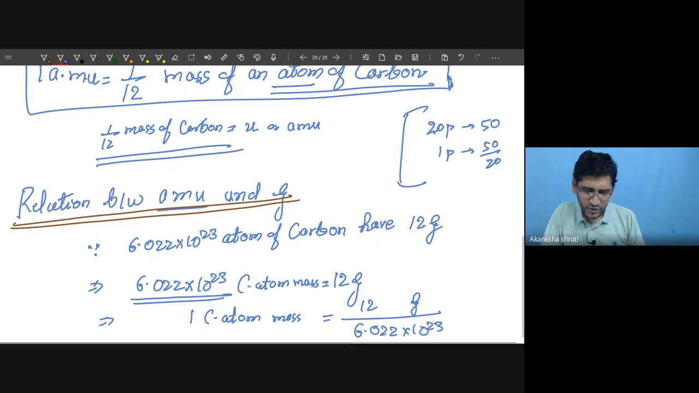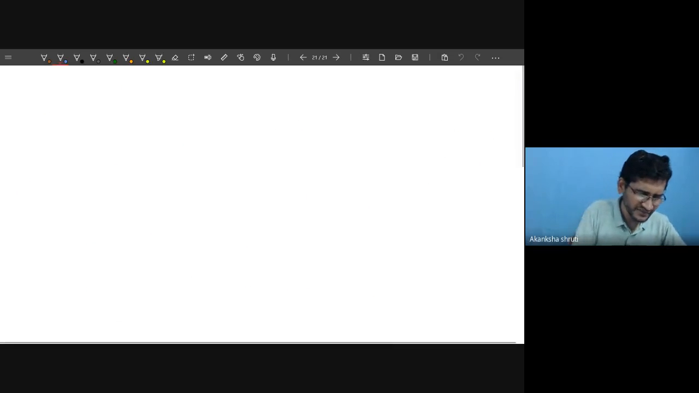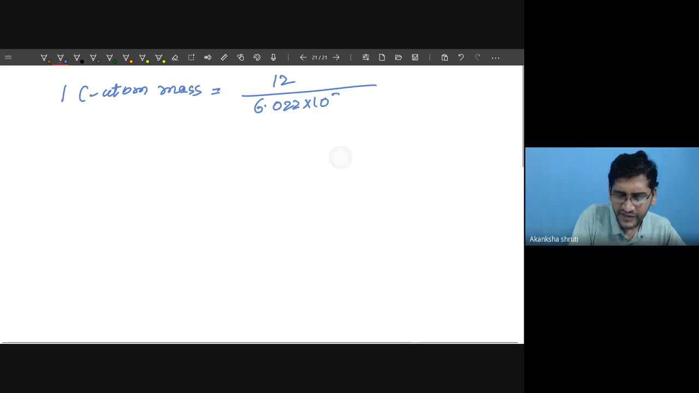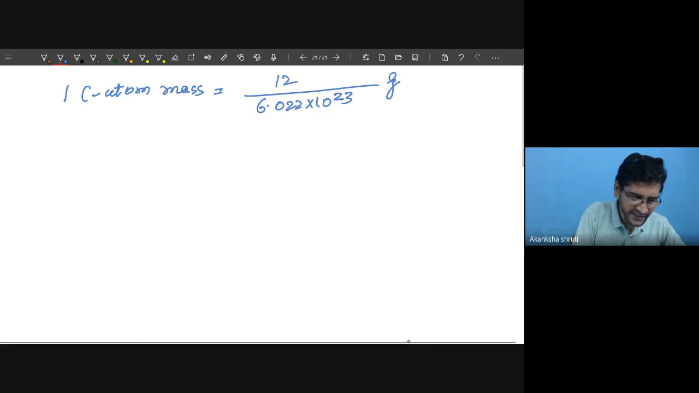Say 6.022 into 10 to the power 23 carbon atoms is 12 gram. So one carbon atom will be how many grams? 12 divided by this, and this will come in the denominator. So one carbon atom mass is equal to 12 divided by 6.022 into 10 to the power 23 gram. Now, this is the mass of one carbon atom.